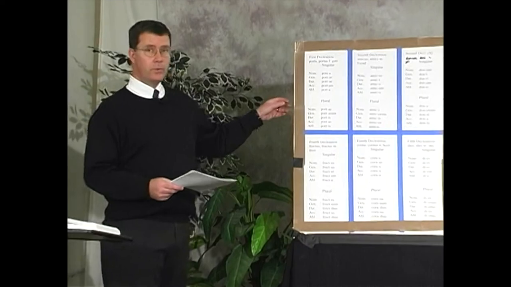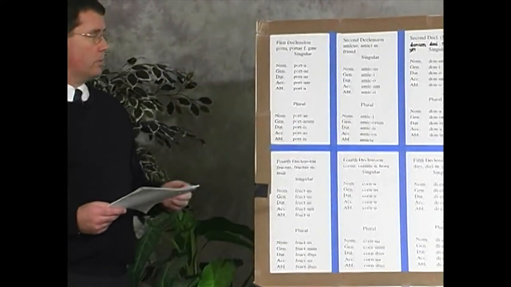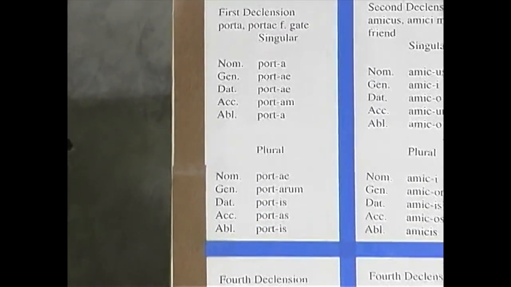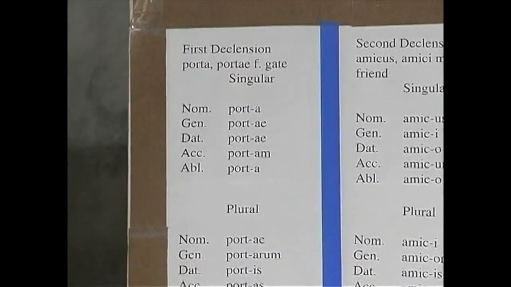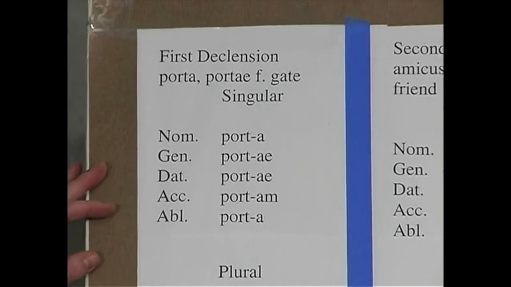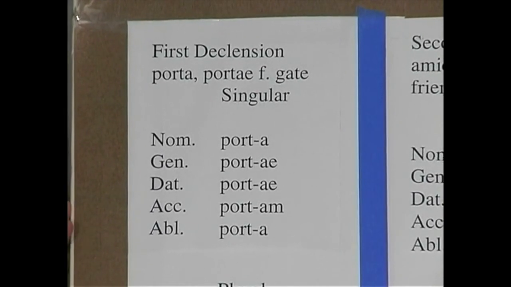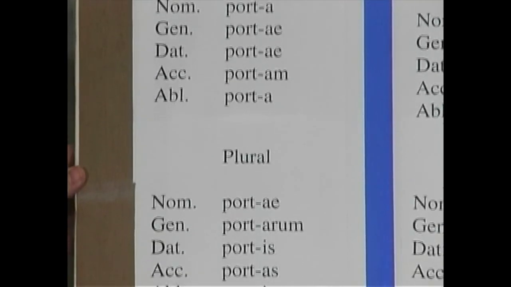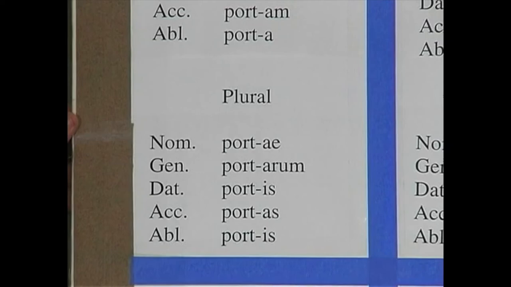First, let's review the model nouns that we're using for our declensions. Porta, portae, feminine, gate. This is first declension. The endings of the first declension are a, ae, ae, am, a; ae, arum, is, as, is.